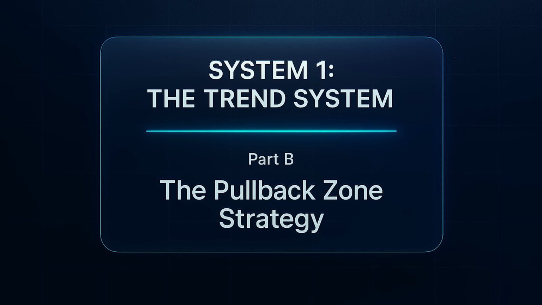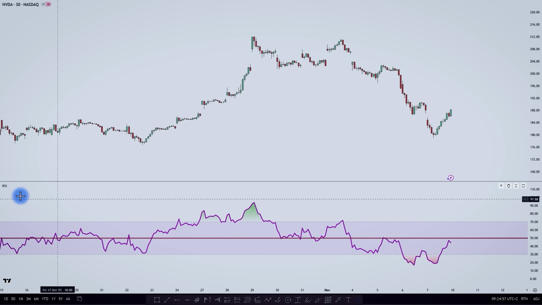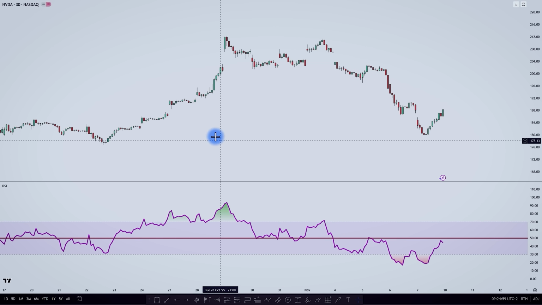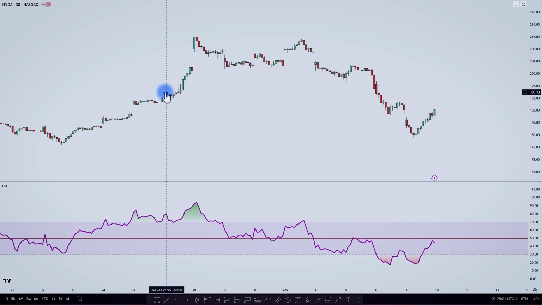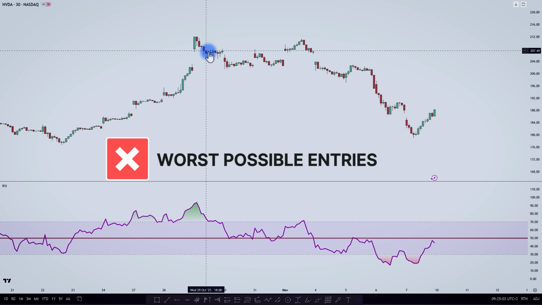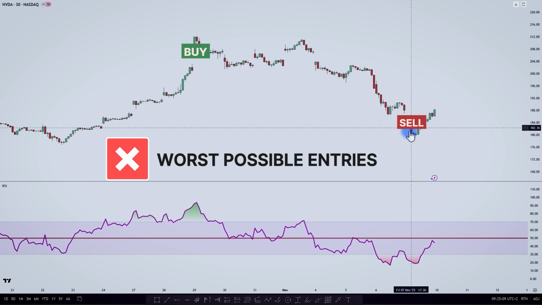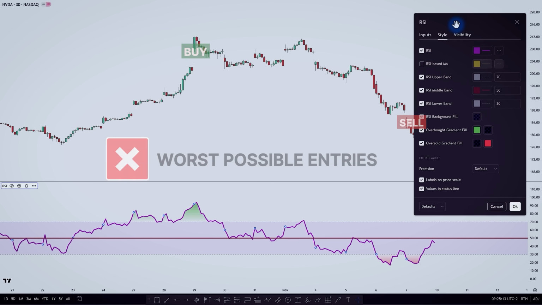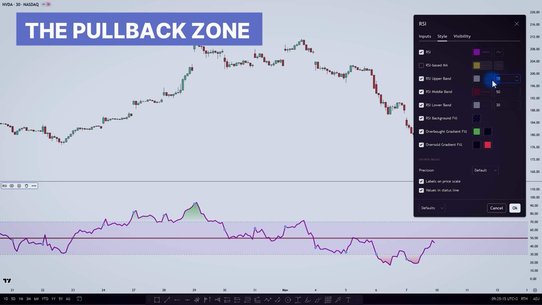Now that the 50 line gives us direction, let's find perfect entries. Here's the mistake you make. You're always entering at the worst possible moment. You're buying after momentum is exhausted, or selling after it's already collapsed. You're always late to the party. The solution is the pullback zone.